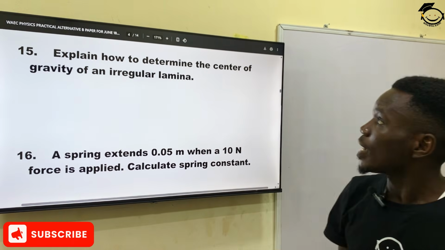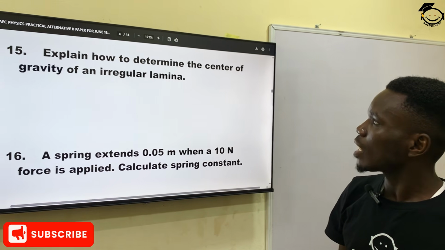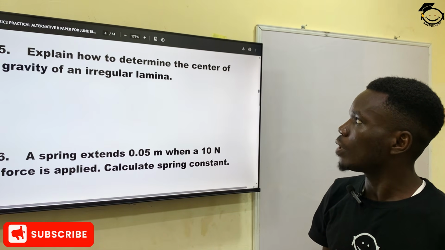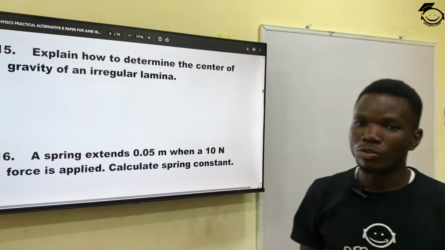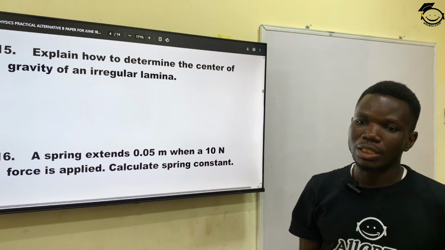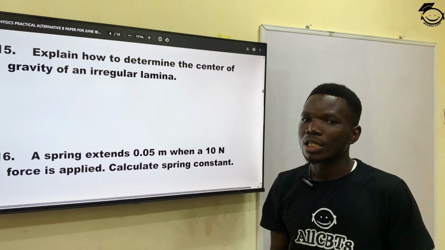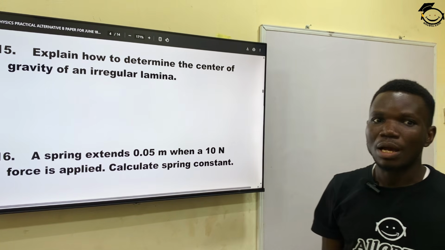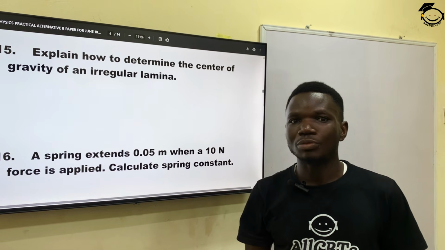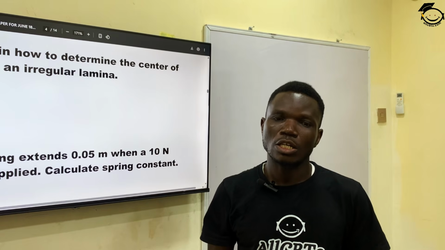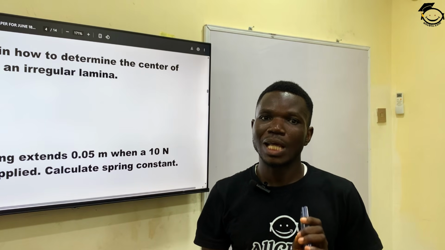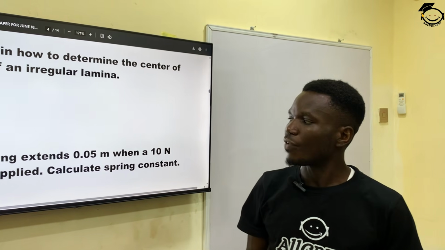Moving on to the next question. We have: explain how to determine the center of gravity of an irregular lamina. So when we're talking about an irregular lamina, it is equivalent to saying an irregular object. Anytime you have an irregular object, the center of gravity can be determined by suspending the object on two sides and then tracing the verticals.